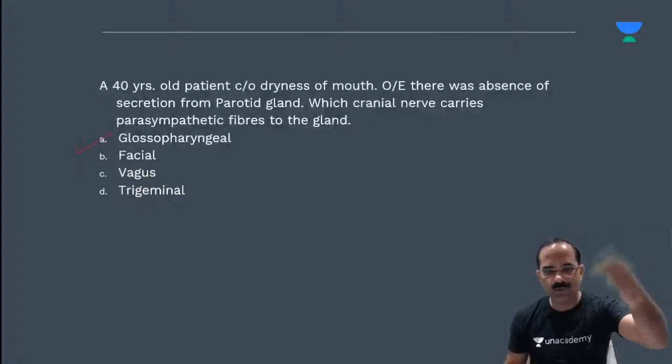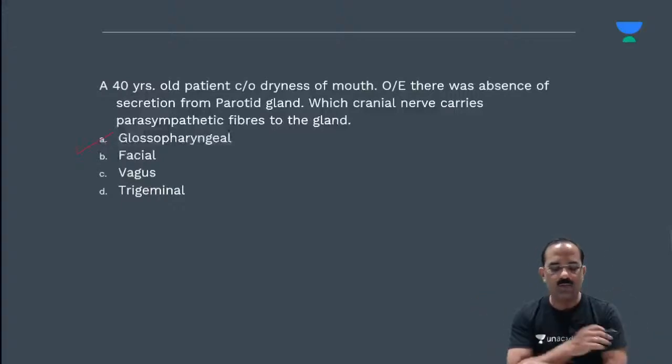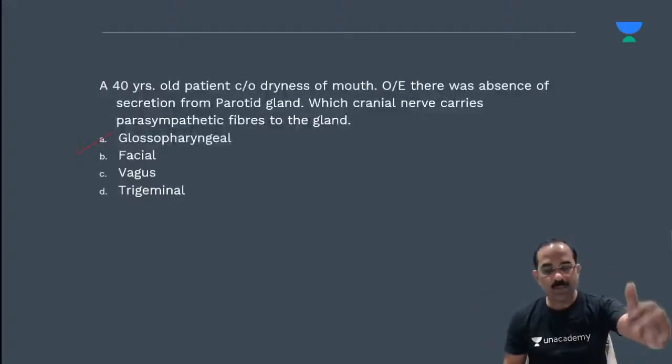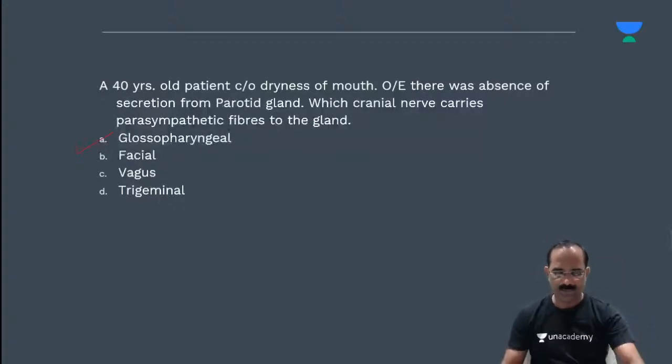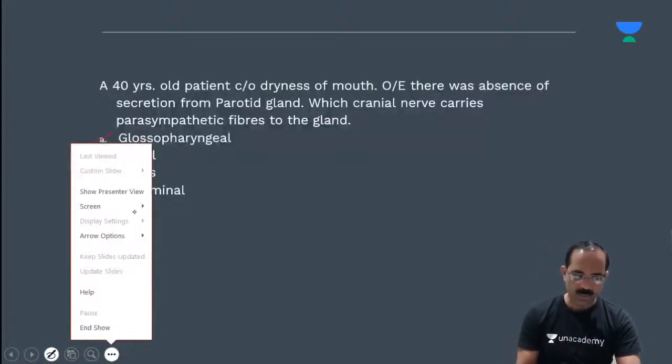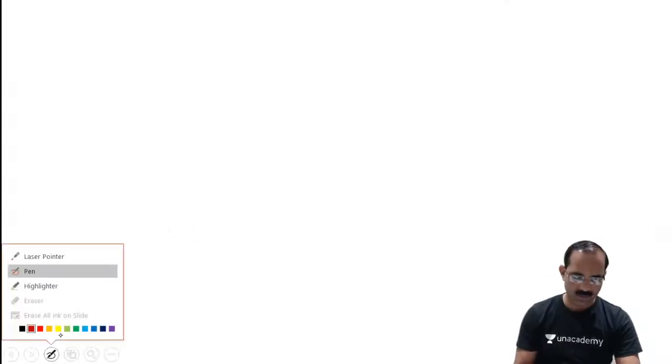This is just a final brushing before your exams, so try to answer whatever you can. What is the name of the nucleus in the brainstem which is going to supply the parotid gland? I'll just write this down for you. The name of the nucleus is inferior salivatory nucleus. That's the nucleus of the glossopharyngeal nerve.